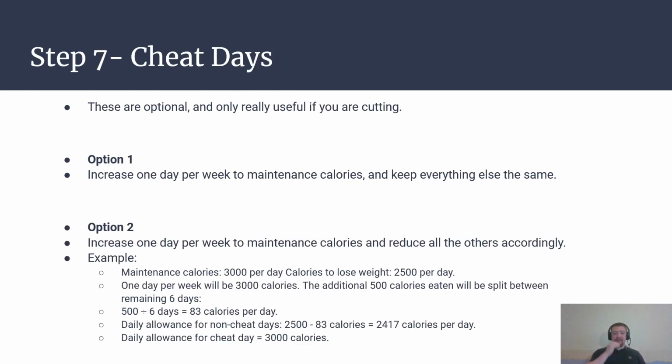Now, cheat days. So cheat days, these are optional. Obviously only really useful if you're cutting. And you've got two options. Option one is the simplest. So if you're cutting, let's say you have your maintenance calories at 3,000 per day. If you're cutting, therefore, you will be consuming 2,500 calories per day to lose a pound a week. So the first option is to just increase 1 day per week back up to your maintenance calories. So let's say every day would be 2,500 calories, except for Friday, which is 3,000. That's option one, nice and easy.